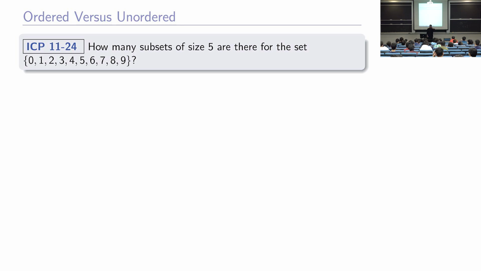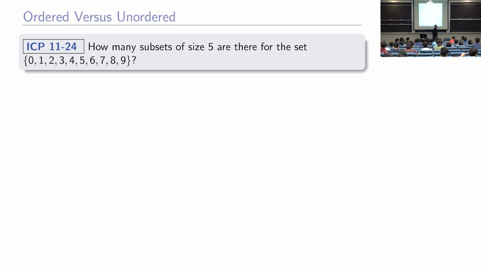Okay. How many subsets of size 5 are there for the set 0 to 9, the set of 10 digits? How many subsets of size 5 are there, of cardinality 5? Keep the calculator away, please. I'm not interested in numbers. To do this for your ICP, you have to do it on paper. How many subsets of size 5 are there? How would you do it?